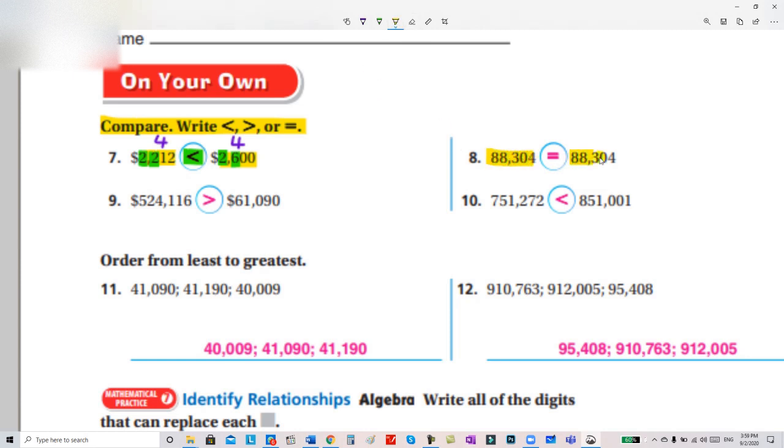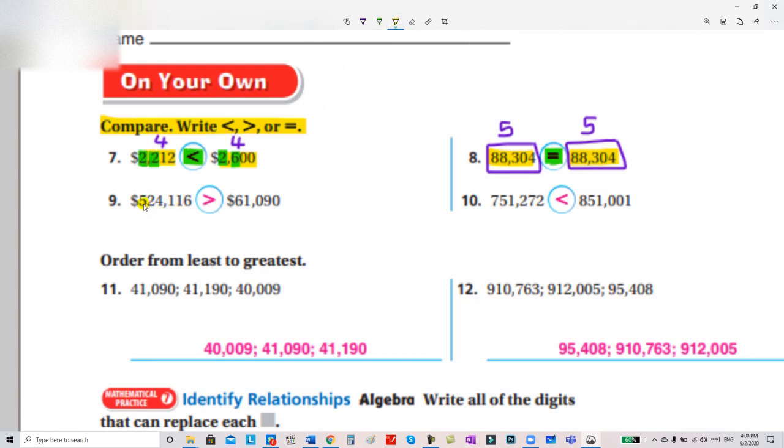these two numbers and we want to compare between them. We have here 1, 2, 3, 4, 5 digits. And we have here 1, 2, 3, 4, 5 digits. As you see here, we have the same digits in both numbers. So they are equal. Okay, the next one.